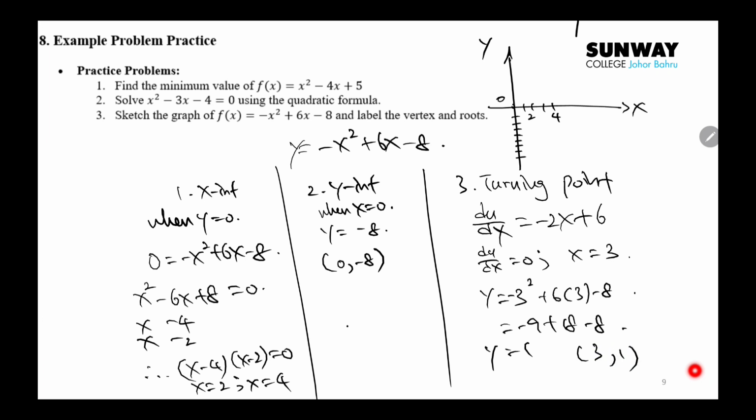So combine all this information together: (0, negative 8), (2, 0), (4, 0), and (3, 1). You'll then be able to draw the curve and label it as y equals negative x squared plus 6x minus 8.